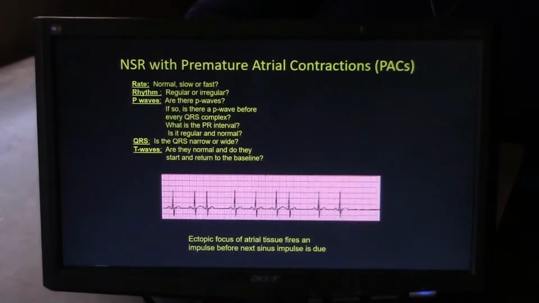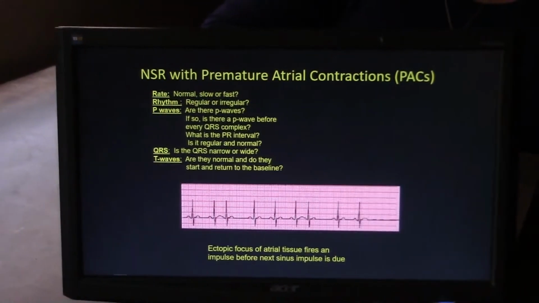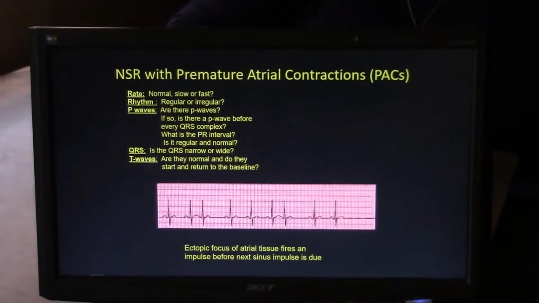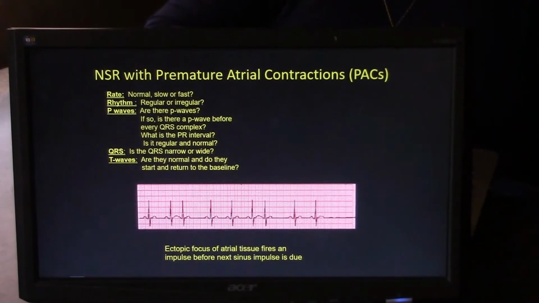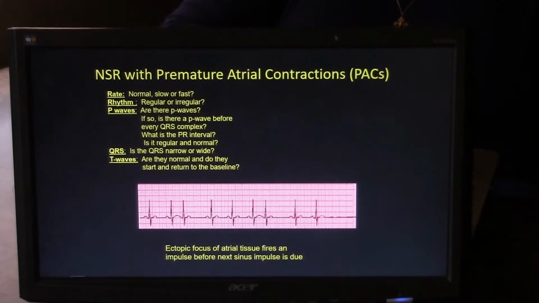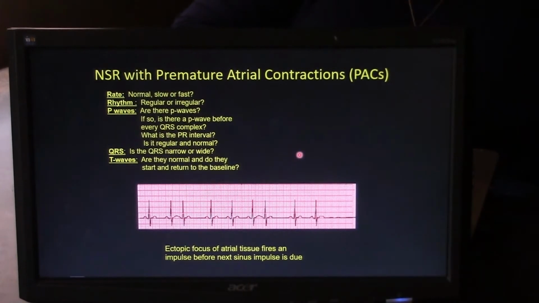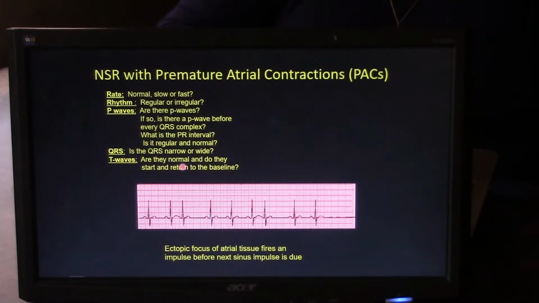Today we're going to talk about atrial dysrhythmias. The first one I want to talk to you about is normal sinus rhythm with premature atrial contractions, known as PACs. And just like all the other PowerPoints that I've shown you thus far, we want to use this algorithm to determine what our true rhythm is.